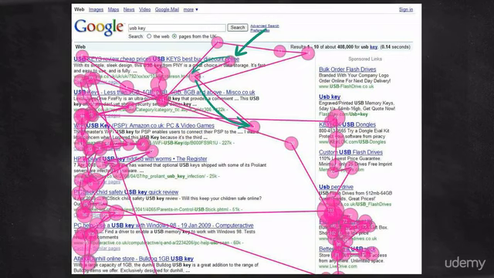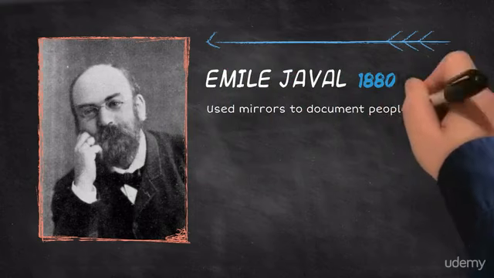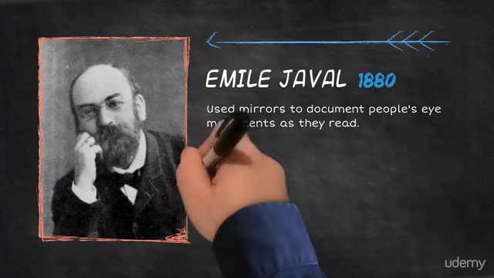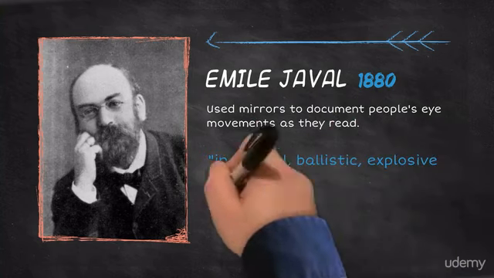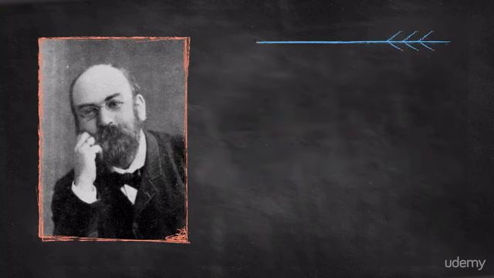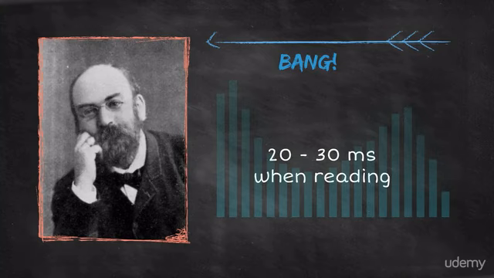This was shown in the 1880s by a French ophthalmologist named Émile Javal. He used mirrors to document people's eye movements as they read. He found that eyes do not move smoothly across a page. They make individual ballistic, explosive movements across a page. And we've since measured these individual ballistic movements, and we know that they last for just 20 to 30 milliseconds when reading. They are incredibly fast movements.